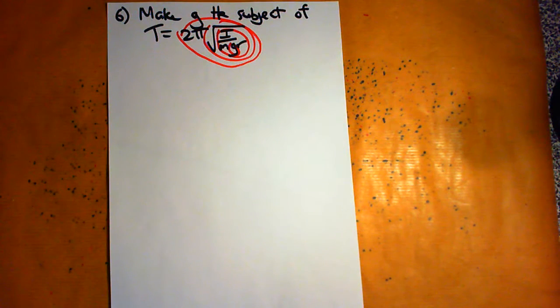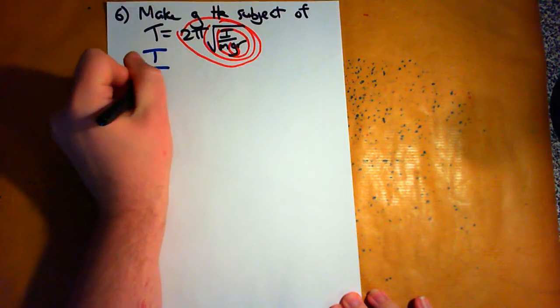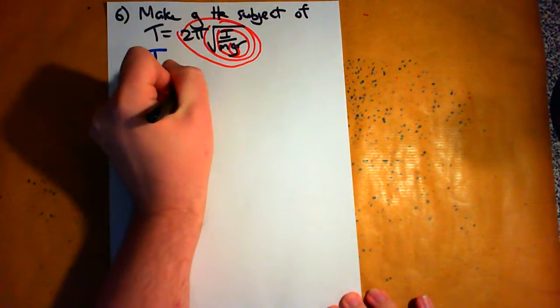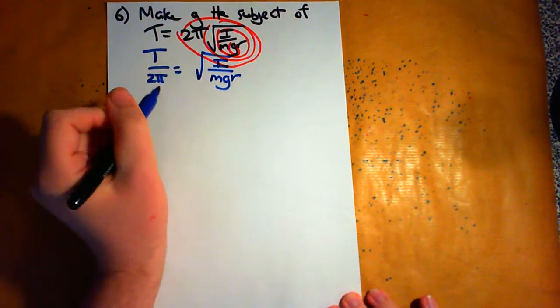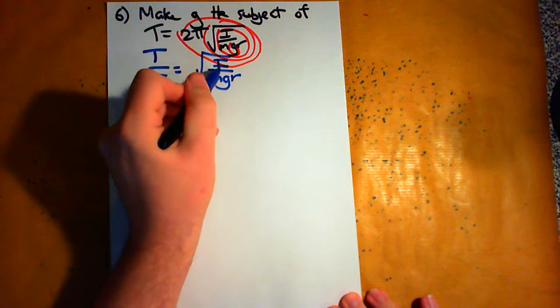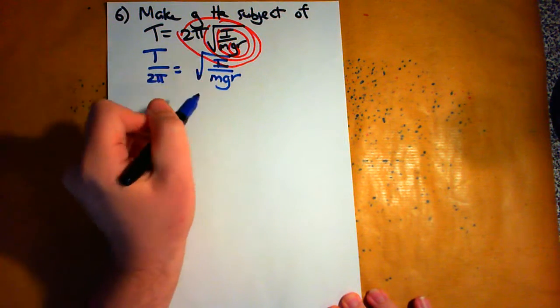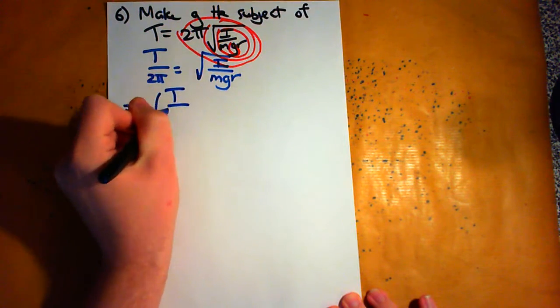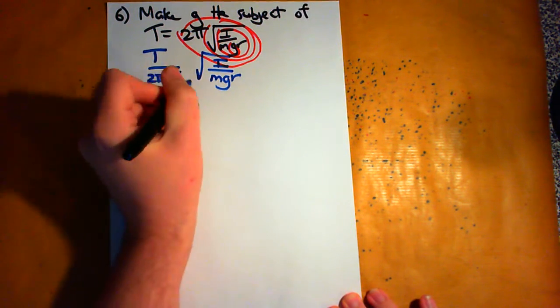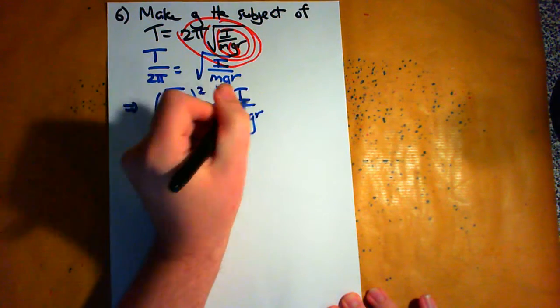So the first thing we want to do there is to move the 2 pi to the other side, so divide by 2 pi. So we get T over 2 pi is equal to the square root of l over mgr. Okay, so the next thing to get rid of is we want to get at what's under that square root, which means we want to get rid of the square root itself. And that is done by the opposite of a square root, which is to square. So T over 2 pi, and we're squaring that, equals l over mgr.